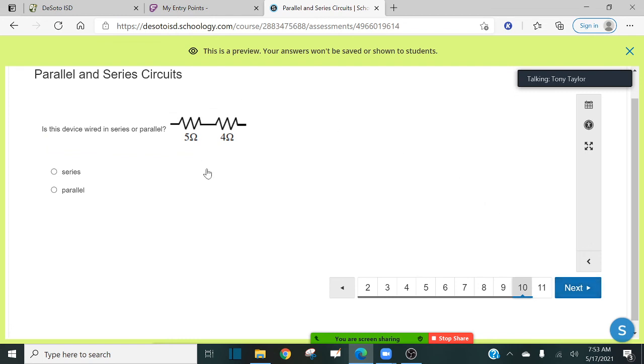Is this device wired in series or parallel? So go to right here where we have two resistors. One is 5 ohms, one is 4 ohms. Notice we only have one path. We only see one path. So here, this is series.